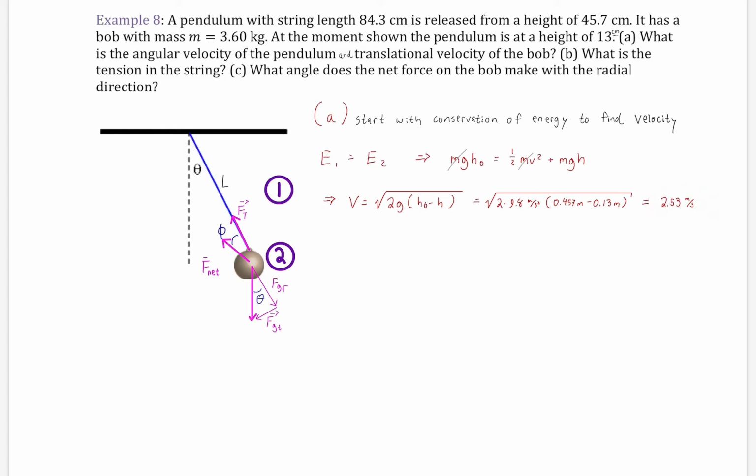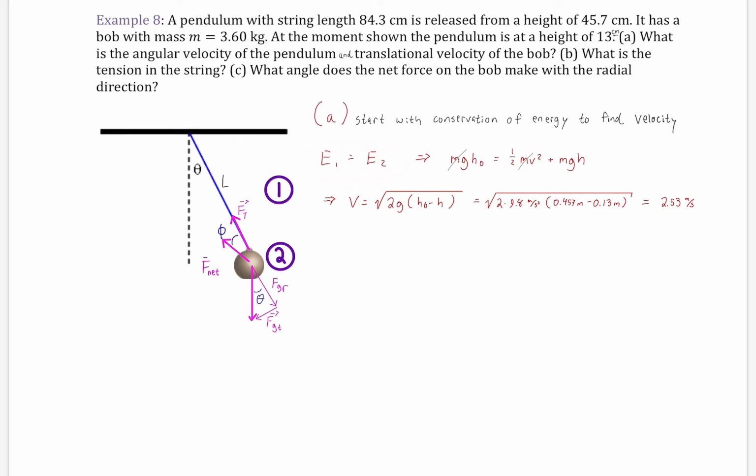That's how fast it's going, since some of the potential energy has been converted to kinetic energy. Not all of it, because it's not at its lowest point yet. It's still 13 centimeters above its lowest point, because it has yet to swing all the way down. So notice we didn't need the angle because we were given the heights, and the heights is all we needed for finding the change in energy, the conservation of energy. If we were given the angle, we would have had to actually do some work.